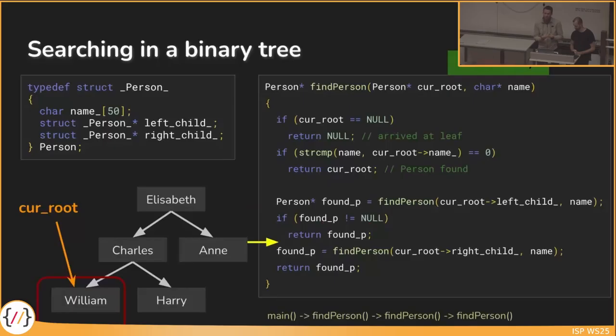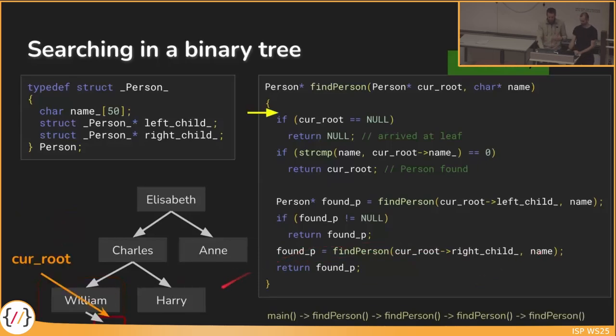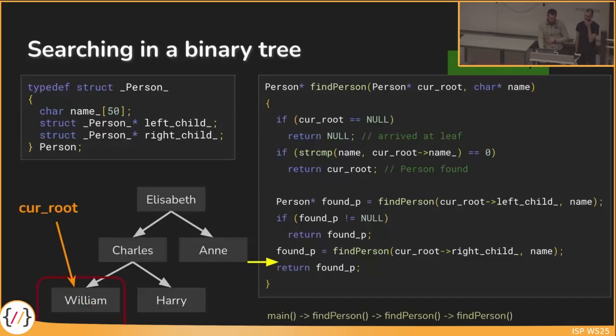So what do we have to do now? We have to check the right side of William. So now we call find person again, similar as before, but now for the right child of William, which is again null, and the name is still Harry. For the right subtree of William, we check whether root is null. Yes, it is. So we arrived at the leaf node again and return null. So still we haven't found Harry. Okay, so now we have checked the left and the right subtree of William.